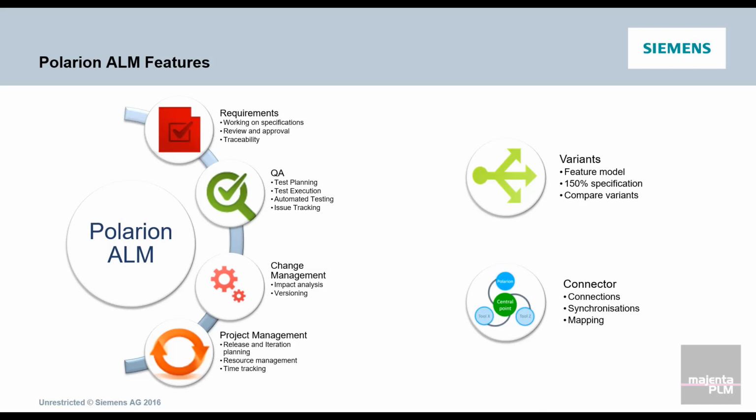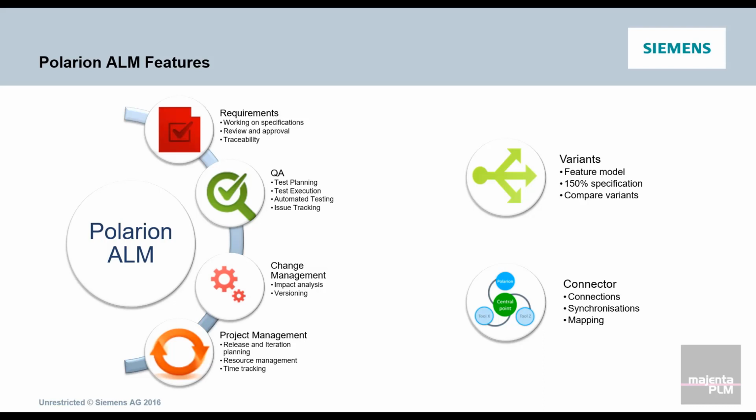Within the Polarion ALM product we do have the requirements module, and this is where you can work on specifications and requirement documentation, all within the Polarion tool. Within requirements, we do have review and approval functionality, along with complete end-to-end traceability within this module.